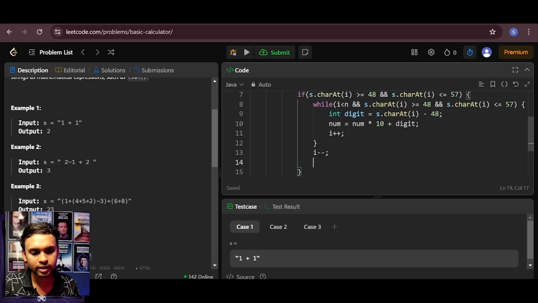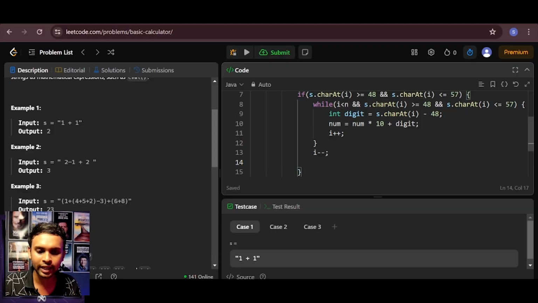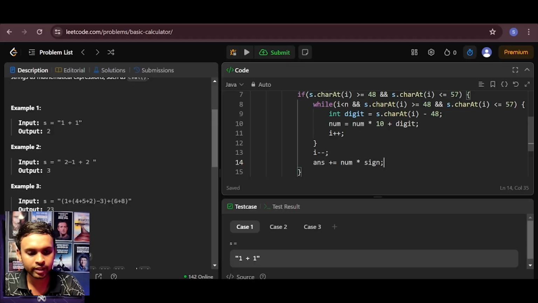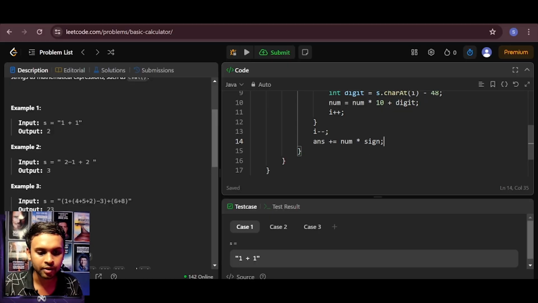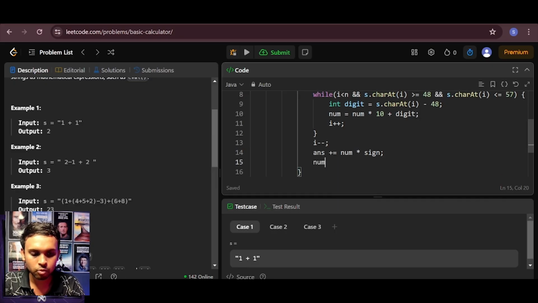After the end of this while loop, my number is formed and I have come across a non-digit character. So for processing that non-digit character, I have done my i minus minus, but now after the whole number is formed, I should add that to my answer. But before adding, I should multiply that with sign. So what I am saying is, I will add what to answer? Answer plus equals the number that is formed multiplied by the sign, so that the correct sign is also taken, either the plus or minus, right? So this is what we do, and after that I should also put my num to 0.